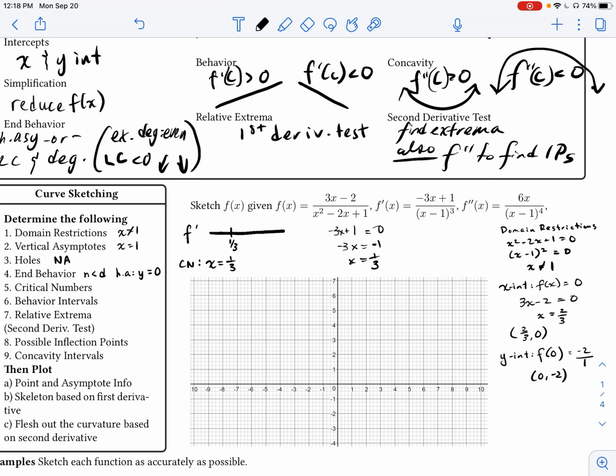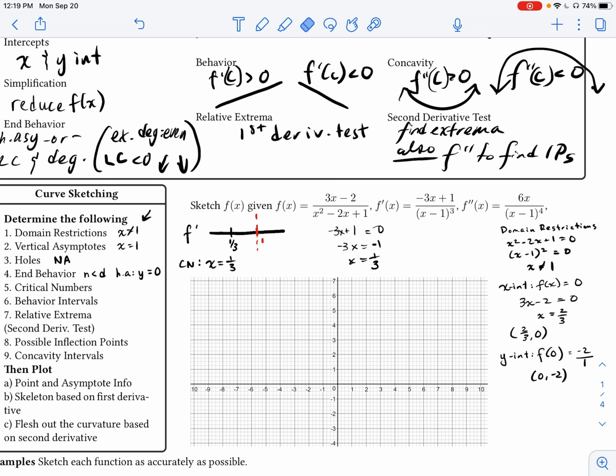Where else would I have a critical number? At first glance, I might be tempted to think my derivative is undefined when x is equal to 1. But if we recall, we already stated that 1 is a domain restriction, so we actually can't include that as a critical number. However, I am still going to plot that on my number line because I know that there's a vertical asymptote there at 1. Okay, with that said, now let's go ahead and do a sign test.